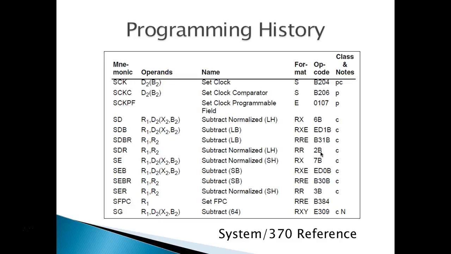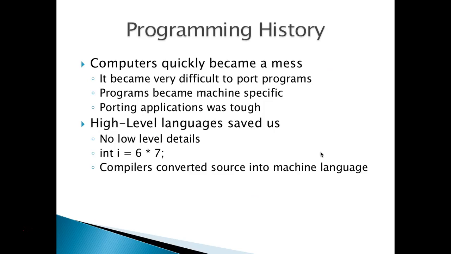The problem is 2b may be subtraction for, in this case, the 370, but maybe the 480 will be a different opcode. So it's specific to the hardware. And that becomes really tough. You get a different chip, you got to go through all your source code and change all your opcodes to support the new chipset. Okay, so it became a mess really quick, and it really became difficult to port applications from one chipset to another, and it's still difficult.